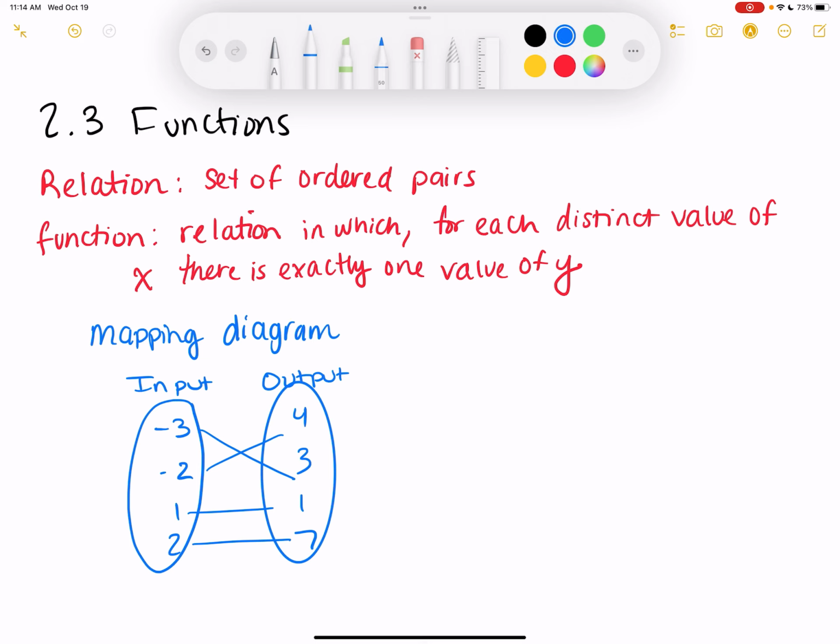We could have a graph where it would need to pass the vertical line test. So when you have a graph, if you slide your pencil along this way, if there's ever a spot where 2 points intersect your pencil at the same time, it is not a function.